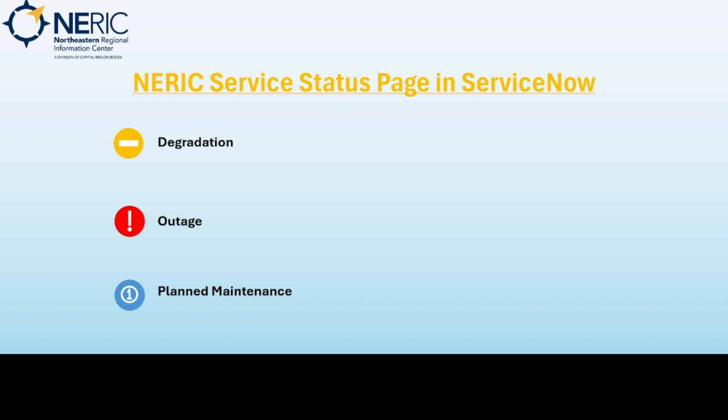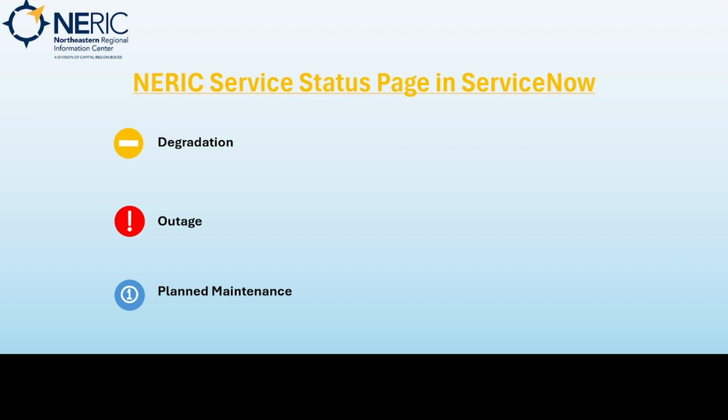Degradation. A service is functional but not working as expected. Outage. A service is unexpectedly unavailable. Planned maintenance. A scheduled period of time when a service is not available, typically for an update. Please note you may see planned outage in ServiceNow rather than planned maintenance. For the purpose of this training, we will use these interchangeably.